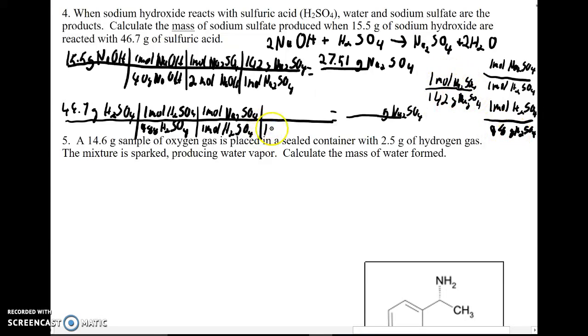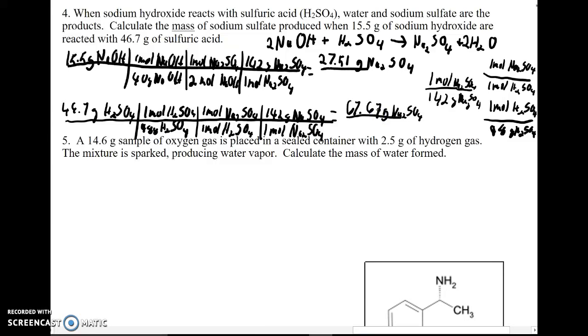And now my last conversion factor right here. Again, I have to flip this one over, so I have moles of sodium sulfate and 142 grams of sodium sulfate. Okay, so now that's done. Now all I have to do is solve mathematically. So 46.7 times 142 divided by 98. And that gives me 67.67 grams of sodium sulfate.